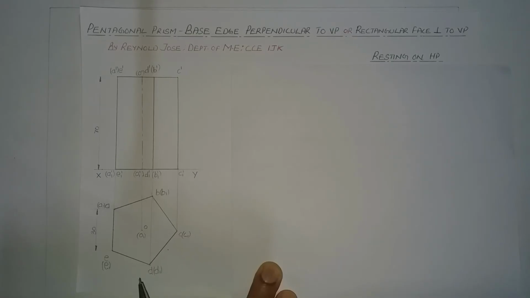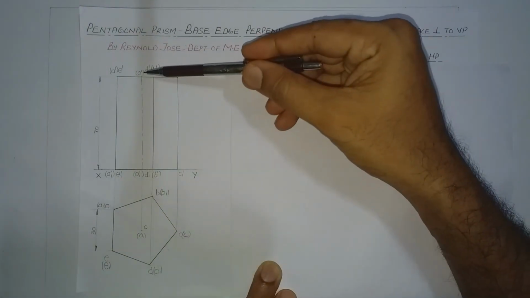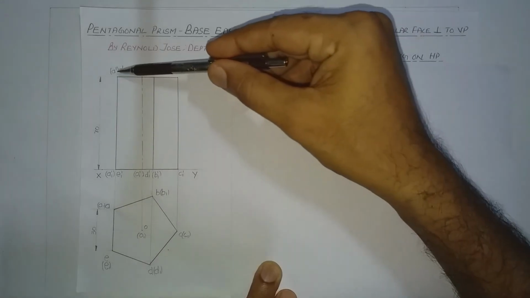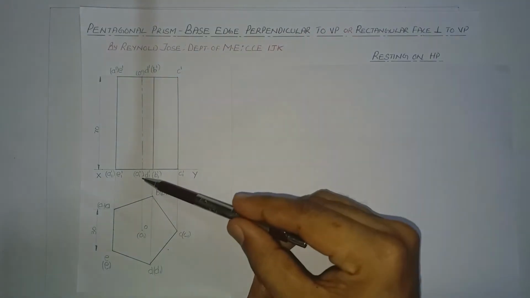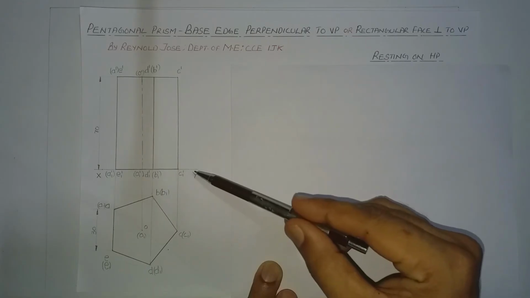In this diagram, we shall mark the axis also. This is the center of the top view. I have marked the axis as O1. O is on the top surface which contains A, B, C, D, E, and O1 is on the base which contains A1, B1, C1, D1, E1. When it comes to the front view, O dash will be along the top surface and O1 dash will be along the bottom surface.